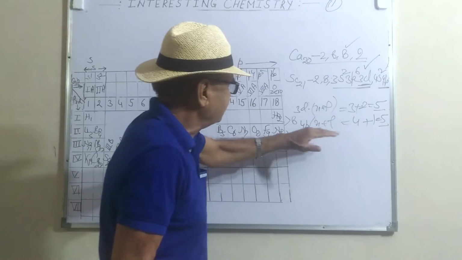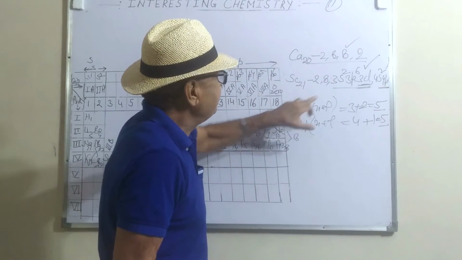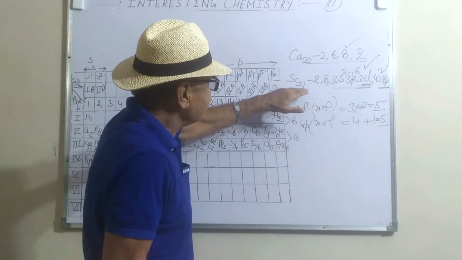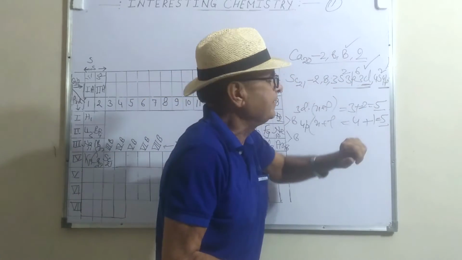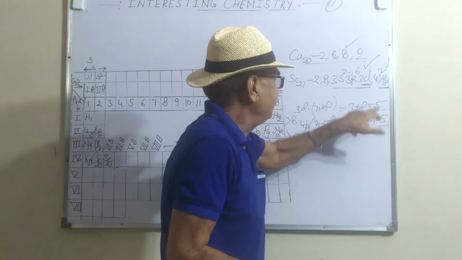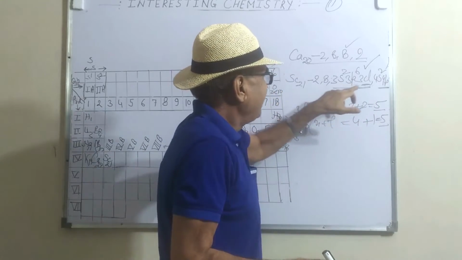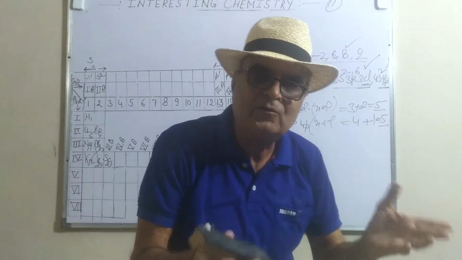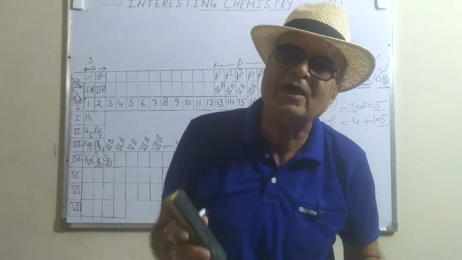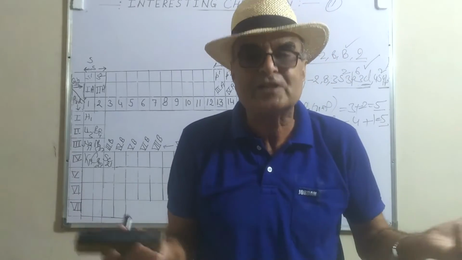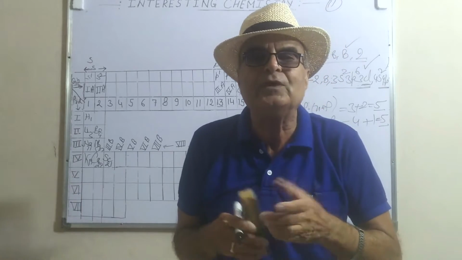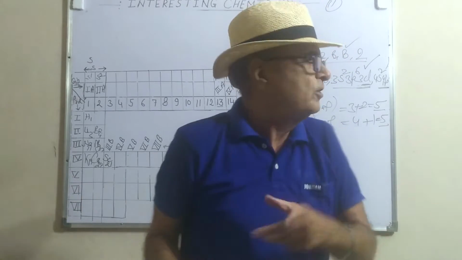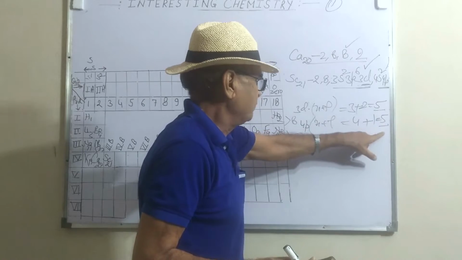But now here, you have to decide whether the 21st electron goes to 3d or 4p. Both the orbitals have similar n plus l value. So decide in which orbital the newly coming electron will enter.